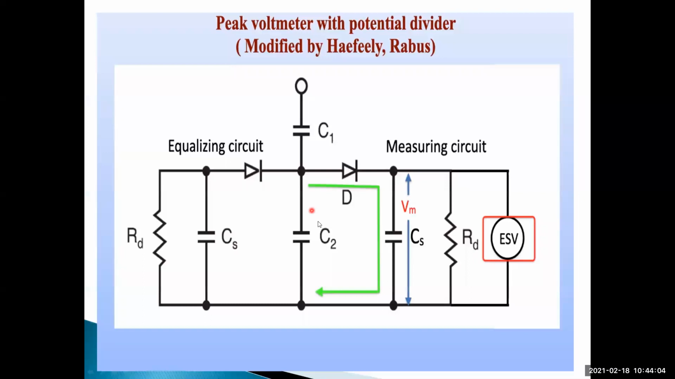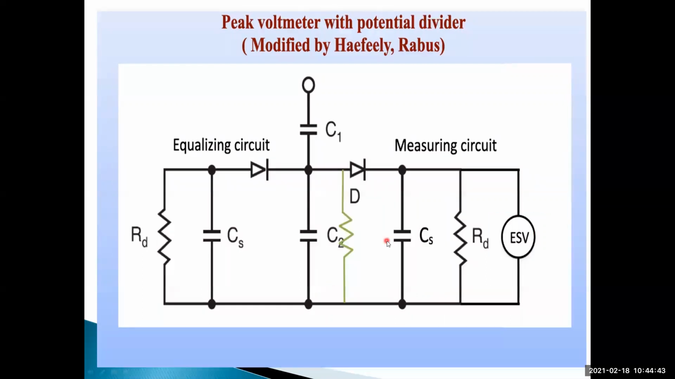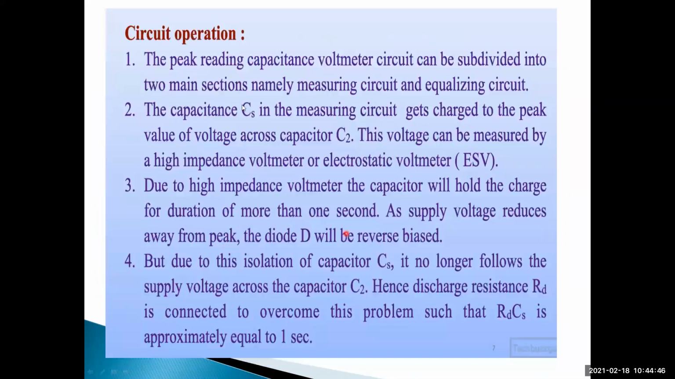The capacitor discharges through the diode in this manner, and the charging capacitor charges to the maximum voltage, called VM. Then it tries to discharge only through RD, not through the diode, because of the reverse bias. Because diode D is reverse biased, capacitor CS discharges only in this direction. So the electrostatic voltmeter measures the maximum voltage, called the peak voltage.